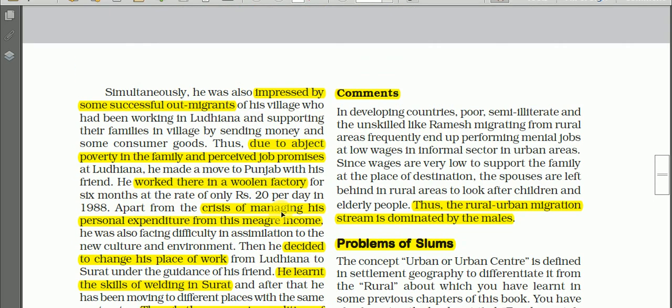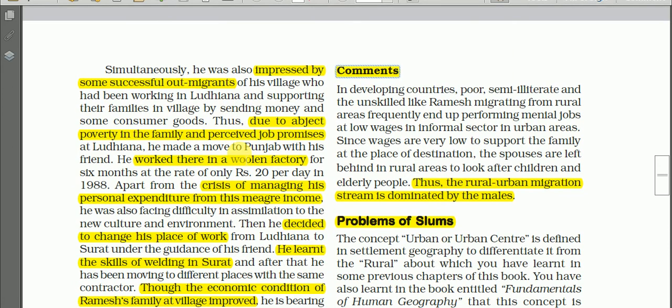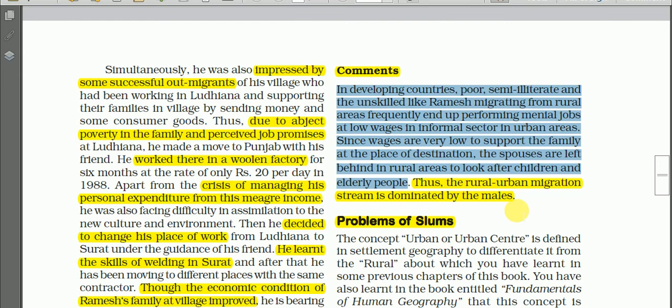So here, what is the comment? What is the conclusion? What is the main idea learned from the story? So it is here, in developing countries, okay, in developing countries, poor, semi-illiterate and unskilled people like Ramesh migrating from rural areas frequently end up performing manual jobs, means manual labor, okay, work done by hand, at low wages in the informal sector in urban areas. That means informal means temporary, okay, and not organized.